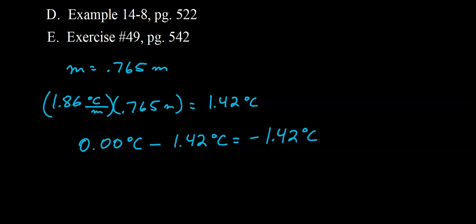Now be careful with this next step. It does matter how you do the subtraction. Now remember, water by itself freezes at 0 degrees Celsius. And when you dissolve something in water, it's going to lower the freezing point. So it's got to be less than 0. So take the freezing point of the solvent minus the delta T, or freezing point depression, and that'll give you the freezing point of the solution in this case, which is negative 1.42 degrees Celsius.